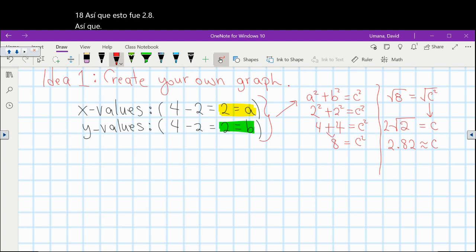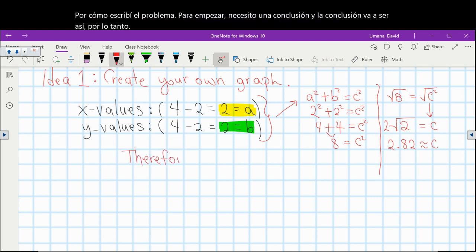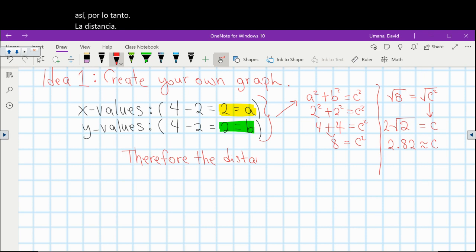Because of how I wrote the problem to begin with, I need a conclusion, and the conclusion is going to read like this. Therefore, the distance from point A to B is approximately 2.82 units.